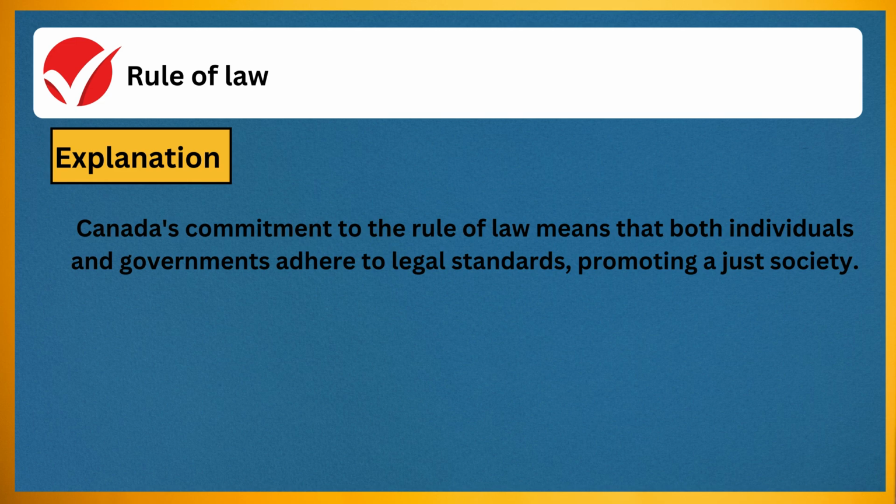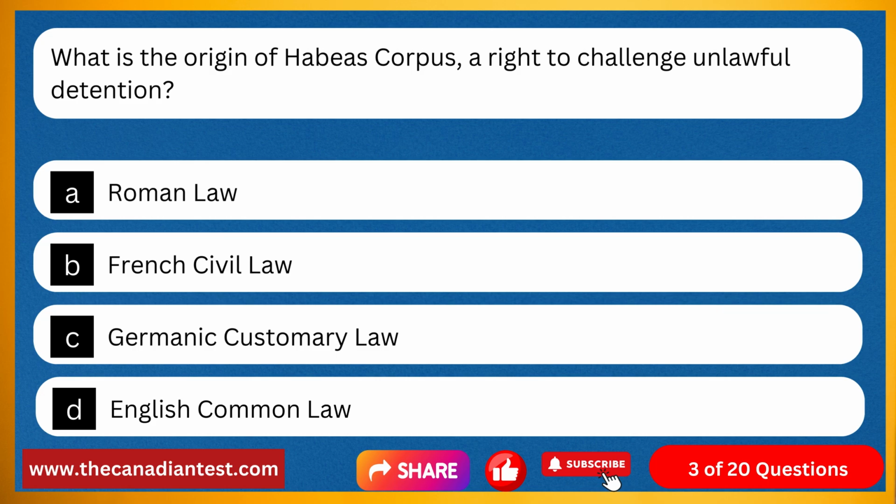The correct answer is rule of law. Explanation: Canada's commitment to the rule of law means that both individuals and governments adhere to legal standards, promoting a just society.